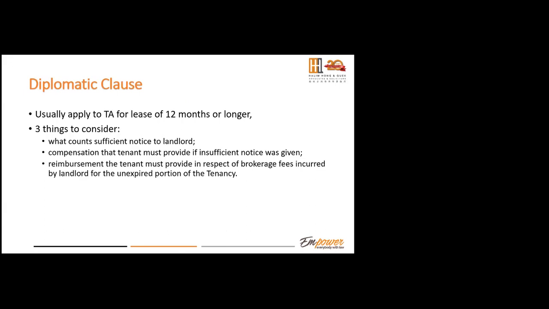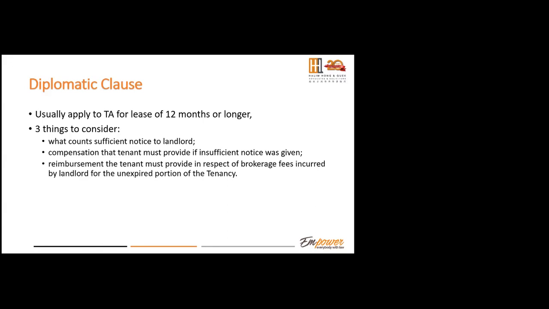Okay, so when you drafted this diplomatic clause, 3 things you need to consider. What counts as sufficient notice? Maksudnya, okay, jika you kena fired ke, you kena transfer ke, you mesti nak bagi ni documentary evidence. You nak tunjuklah letter. You kena you ditransfer. Then compensation that tenant must provide if insufficient notice was given.